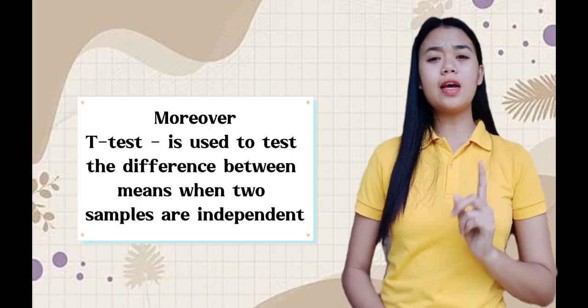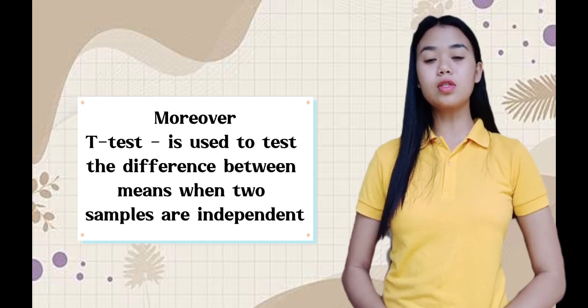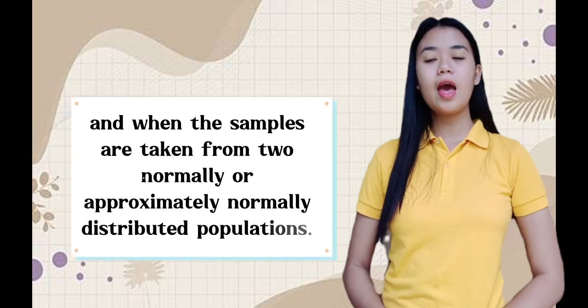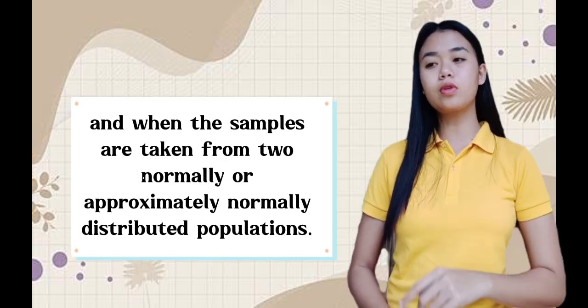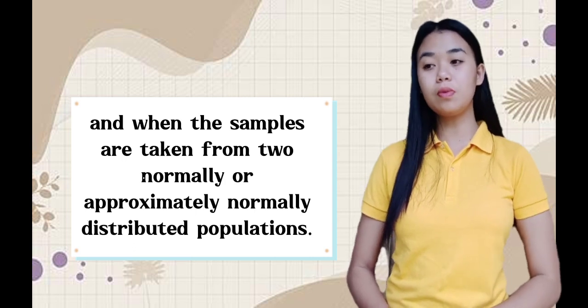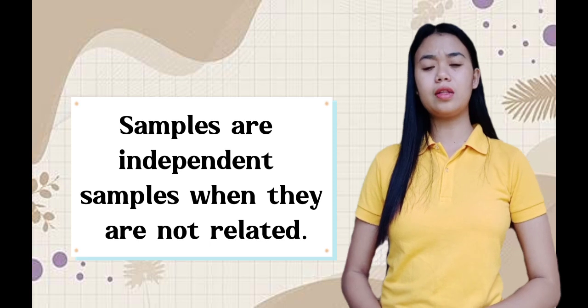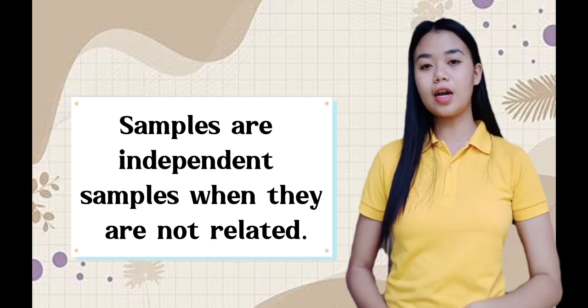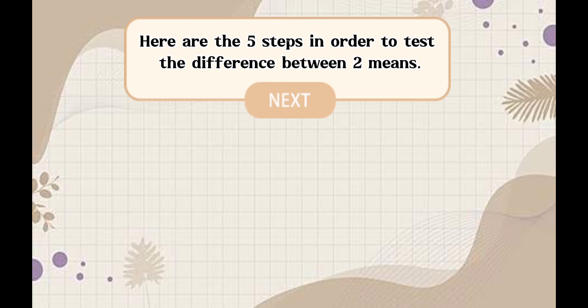Moreover, the t-test is used to test the difference between means when two samples are independent and are taken from two normally or approximately normally distributed populations. Samples are independent when they are not related. Here are the 5 steps in order to test the difference between two means.